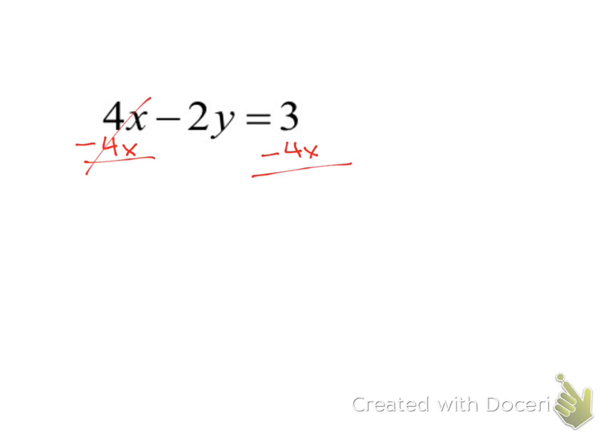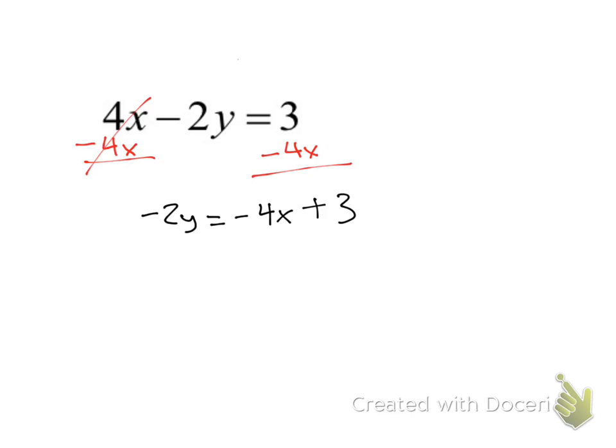The thing is, 3 can't be subtracted by 4x, right? They're not like terms. So I'm just going to rewrite it. So negative 2y is over here. And let's rewrite it by putting the x in front. And then it's a positive 3. All right? Because I can't subtract those, just rewrite it in one line, just to make it easier to solve.